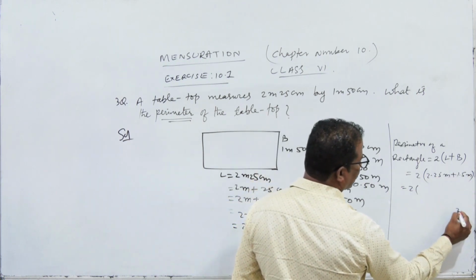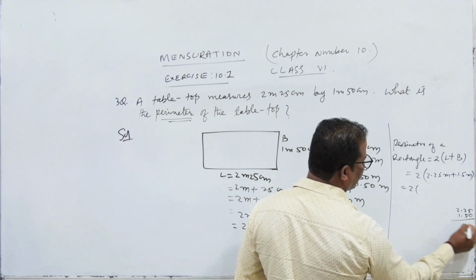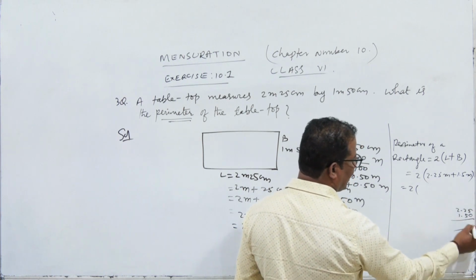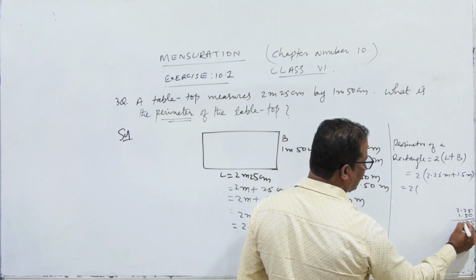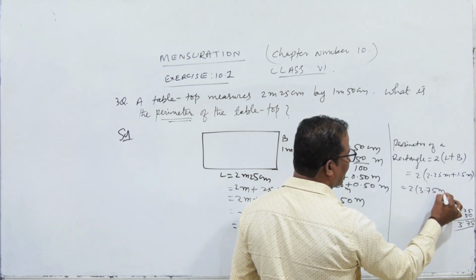So it is how much? 2.25 and 1.5 means 0.25 plus 0.50 is 0.75, and 2 plus 1 is 3. So we got 3.75 meter.